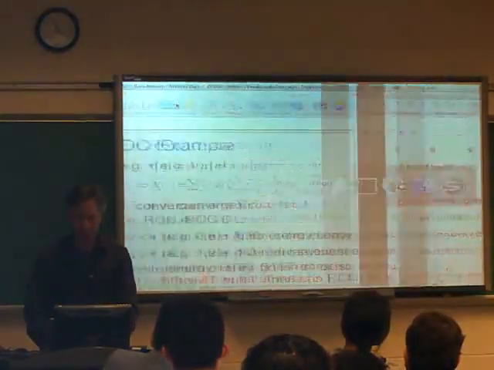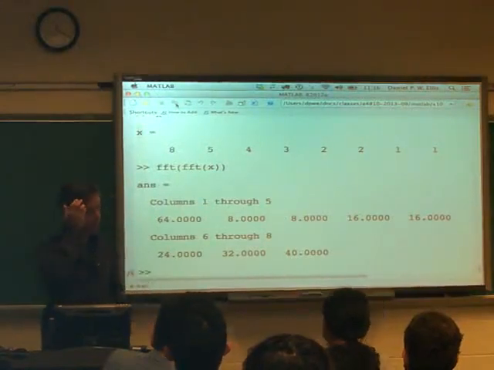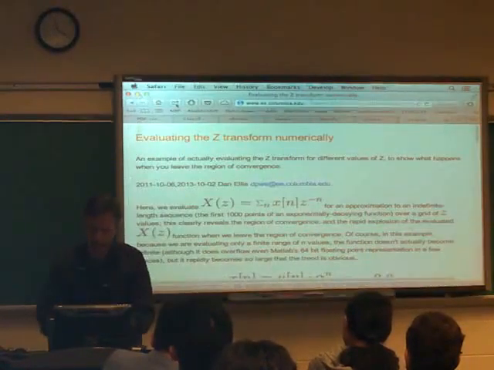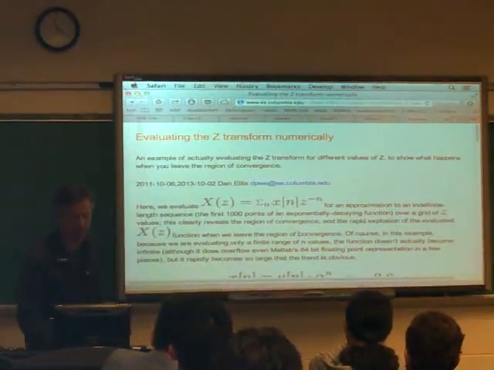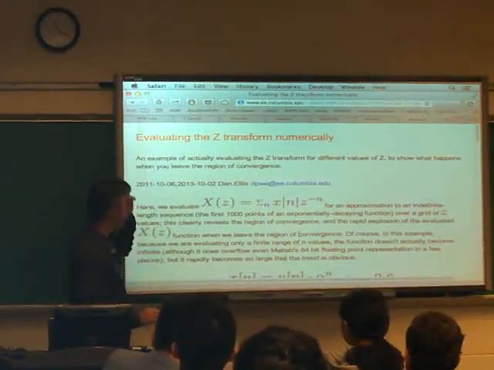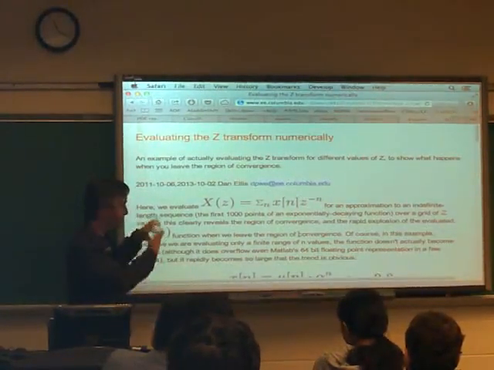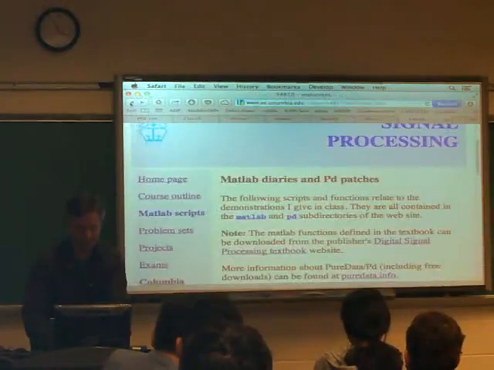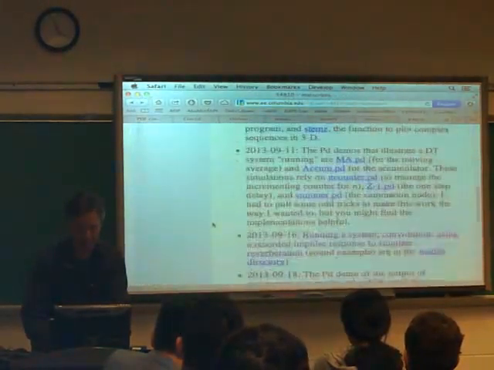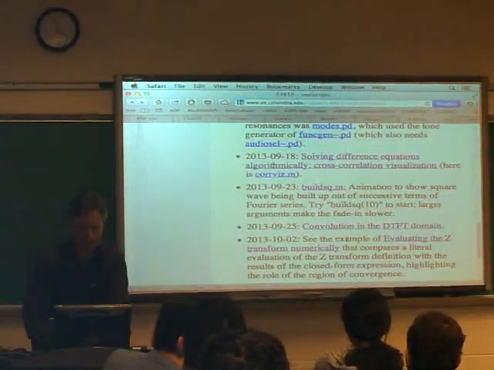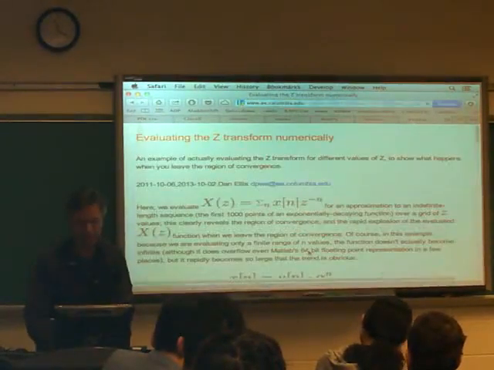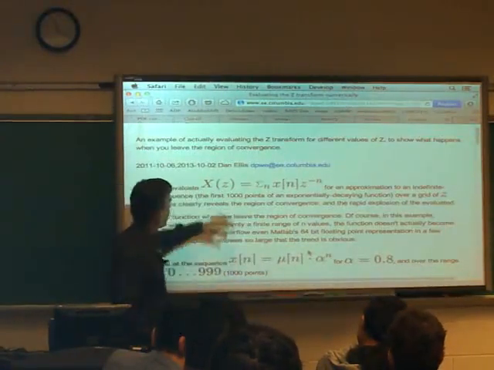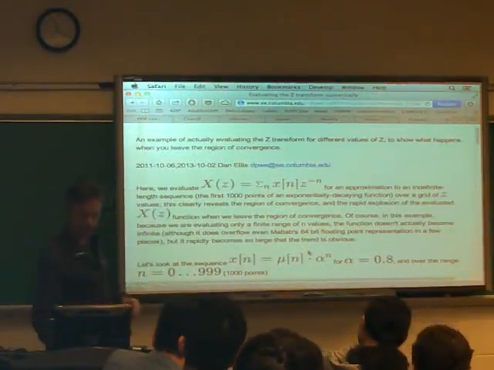But I wanted to try and make it a little more meaningful, more intuitive, something to put your hands on. So there's this page that's linked to the MATLAB part of the website. If we go to the website, go to the MATLAB scripts, and then down here, there's this one, evaluating the Z transform numerically. So we're talking about the Z transform. Here it is again. I'm sorry, the text looks so weird here.